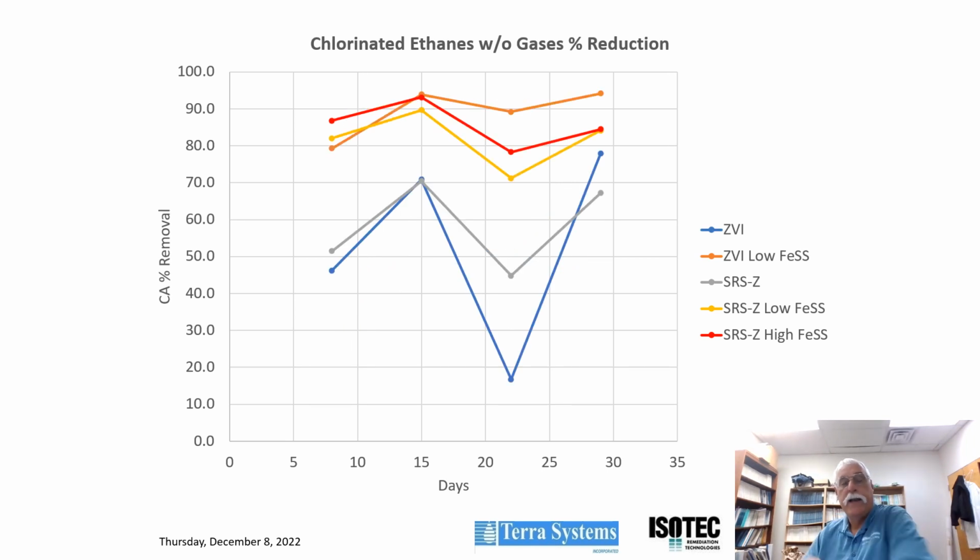The ZVI column had an average chlorinated ethene removal of 53%, and the SRS Z with EVO and ZVI about 58%. The addition of the ferrous sulfide to the ZVI increased average removal to 89%, and then the treatment with the low ferrous sulfide, ZVI and the EVO averaged 82%, and the high SRS with high ferrous sulfide averaged 86%.